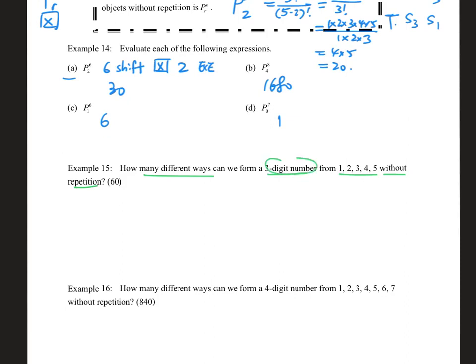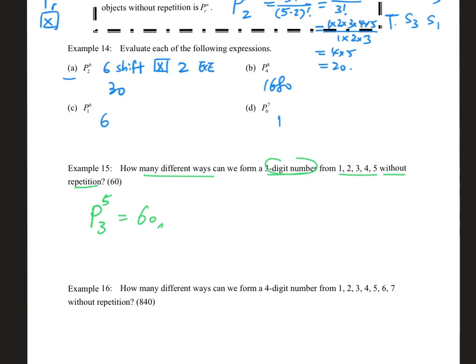A 3-digit number has an order. 1, 2, 3 and 3, 2, 1 are 2 different numbers, so the order is important. So how we write the answer: among 5 numbers, 1, 2, 3, 4, 5, you pick 3 of them to make the number. So that's why by calculator you've got 60.